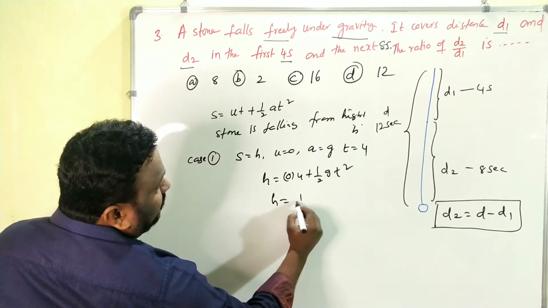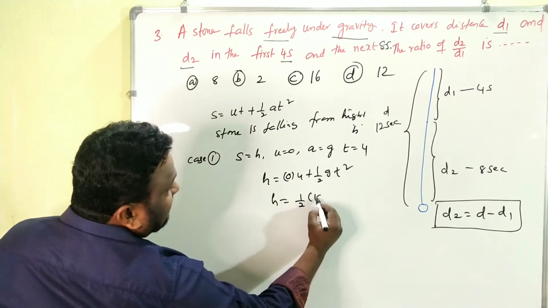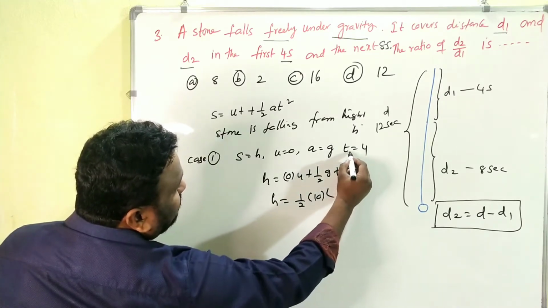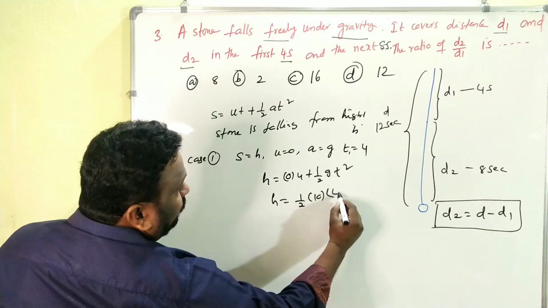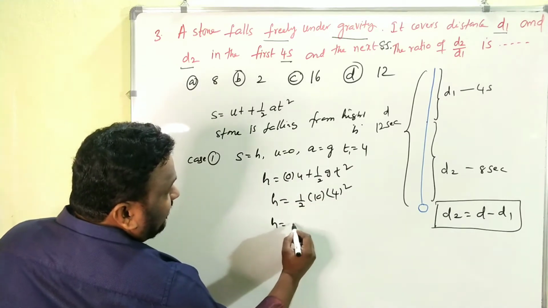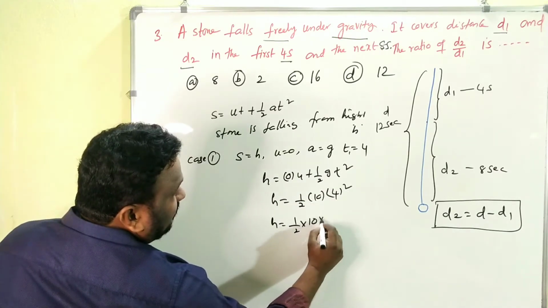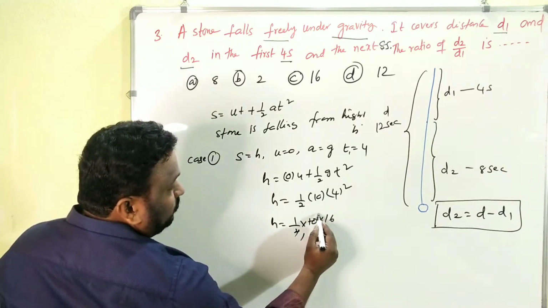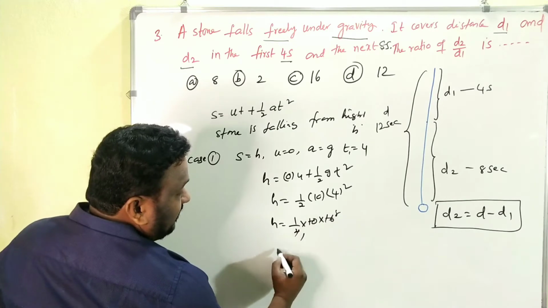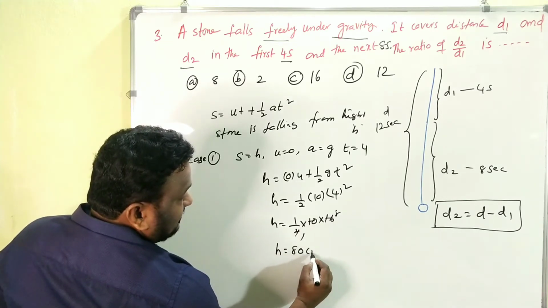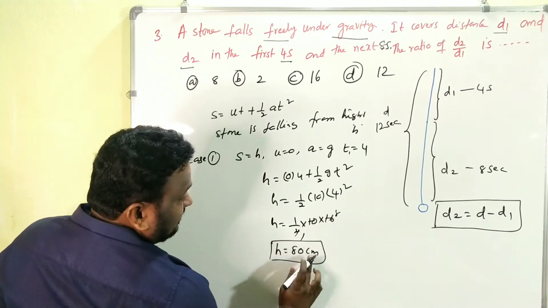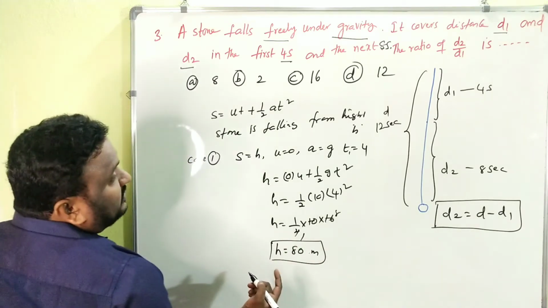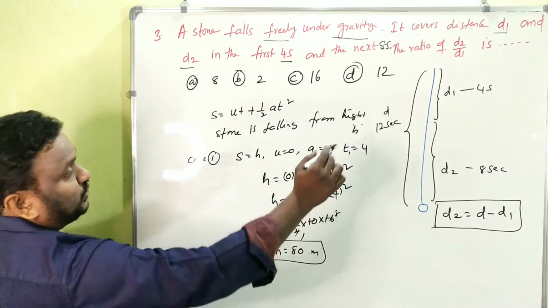Then h is equal to half into g value, which is 10, and t is 4, so 4 square. Then h is equal to 1 by 2 into 10 into 16. Then 2 ones are 2, 8 eights are 80. So h is equal to 80 meters. And in the same manner, we have to find the distance traveled in 12 seconds.